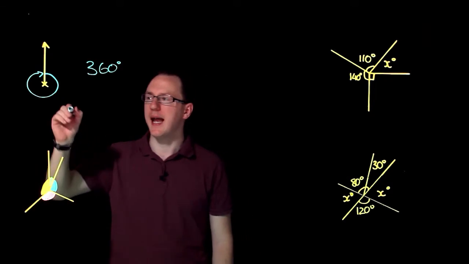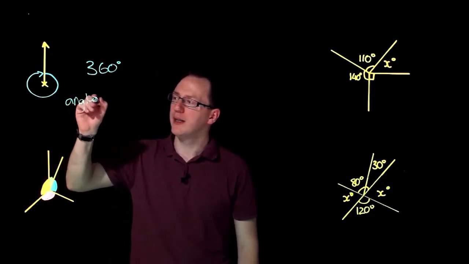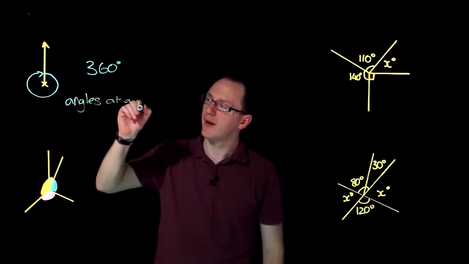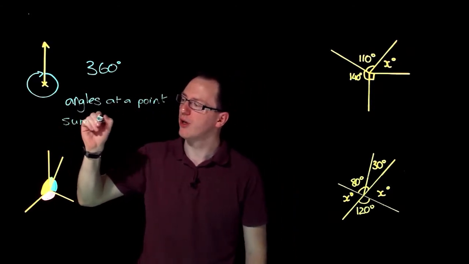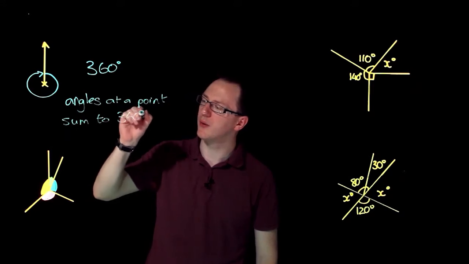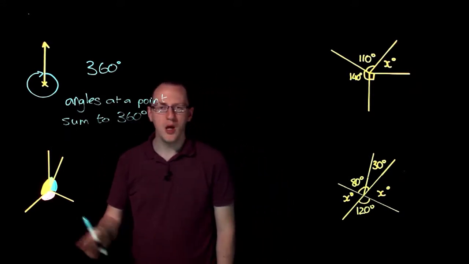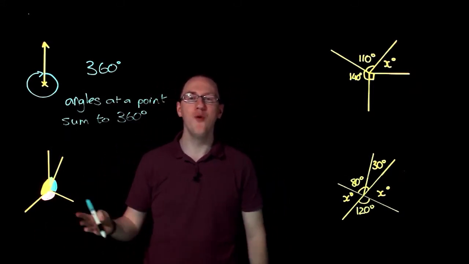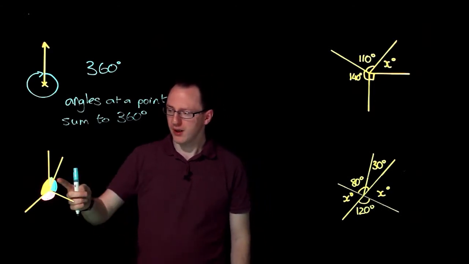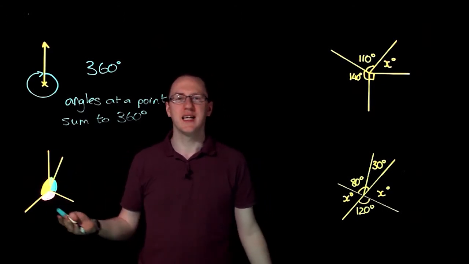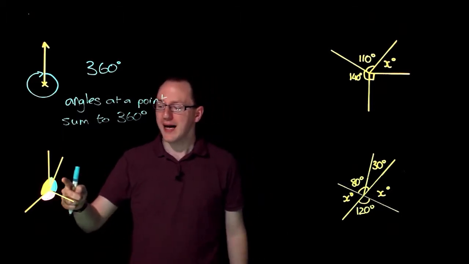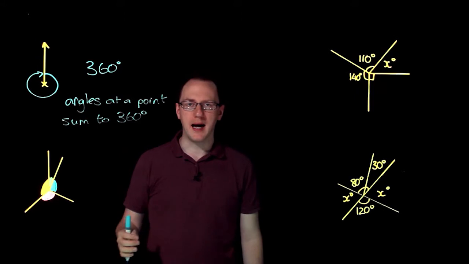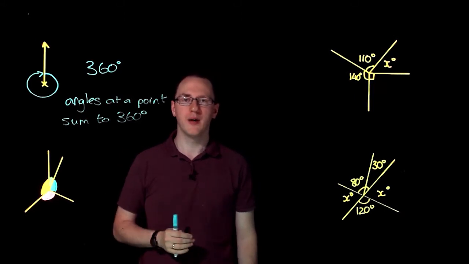And so I'm able to say that the angles at a point sum to, or add up to, 360 degrees. So in this diagram, I have 4 angles marked on. I don't know what any of them are, but I do know that if I was to add each of these angles together, I would get a sum of 360 degrees.